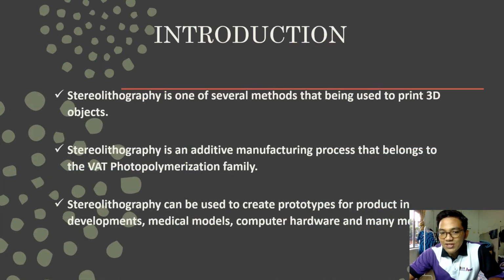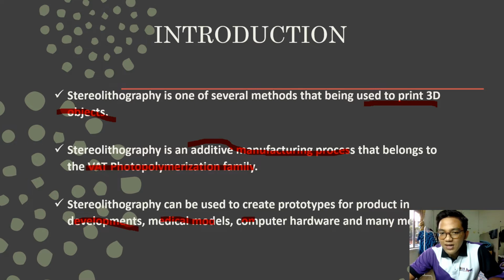So, for the introduction, what is stereolithography? Stereolithography is a method that is used to print 3D objects. It is an additive manufacturing process that belongs to the VAT photopolymerization family. It can be used to create prototypes for product development, medical models, computer hardware, and many more. Like other products, stereolithography also has its own advantages, disadvantages, limitations, causes and effects, methods of handling, and current trends.